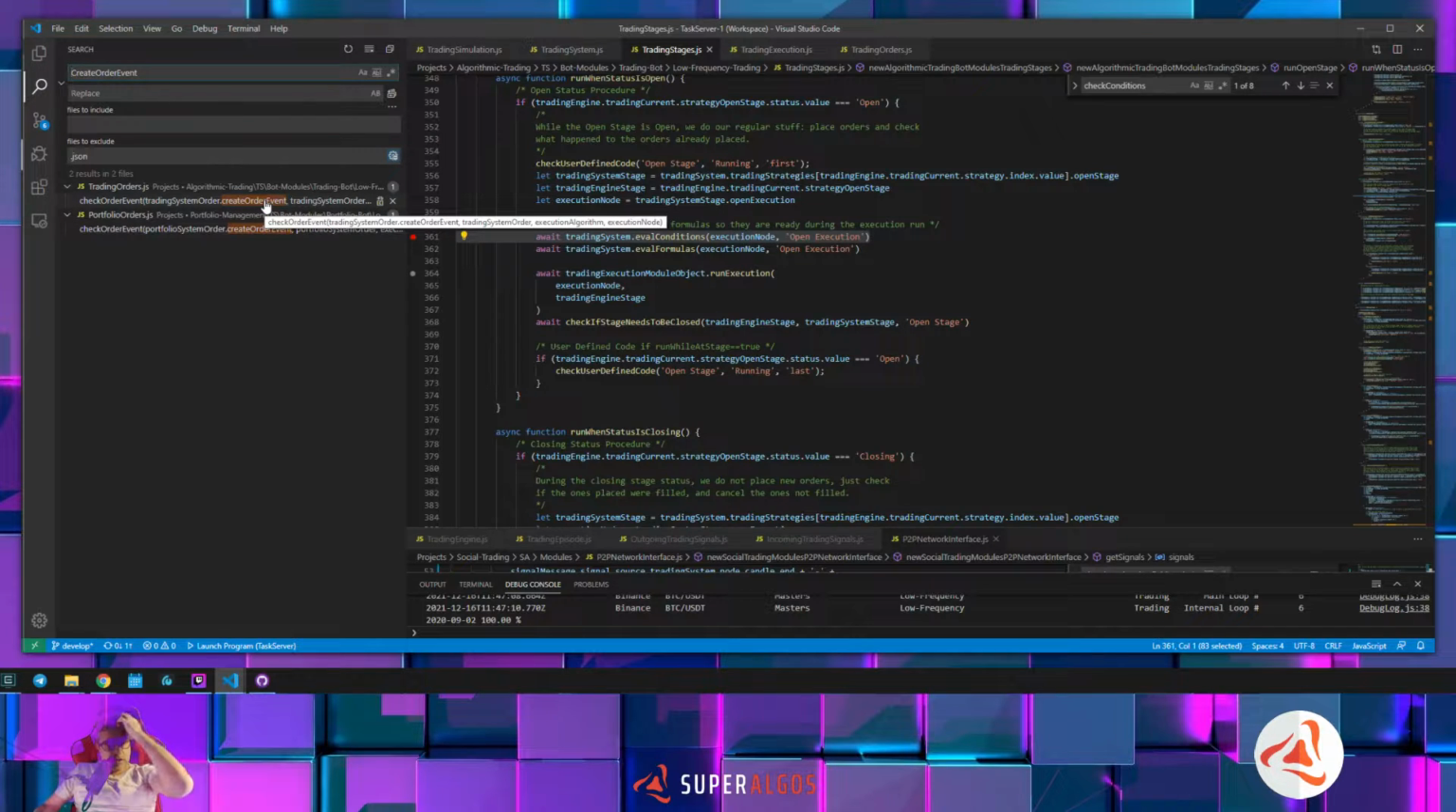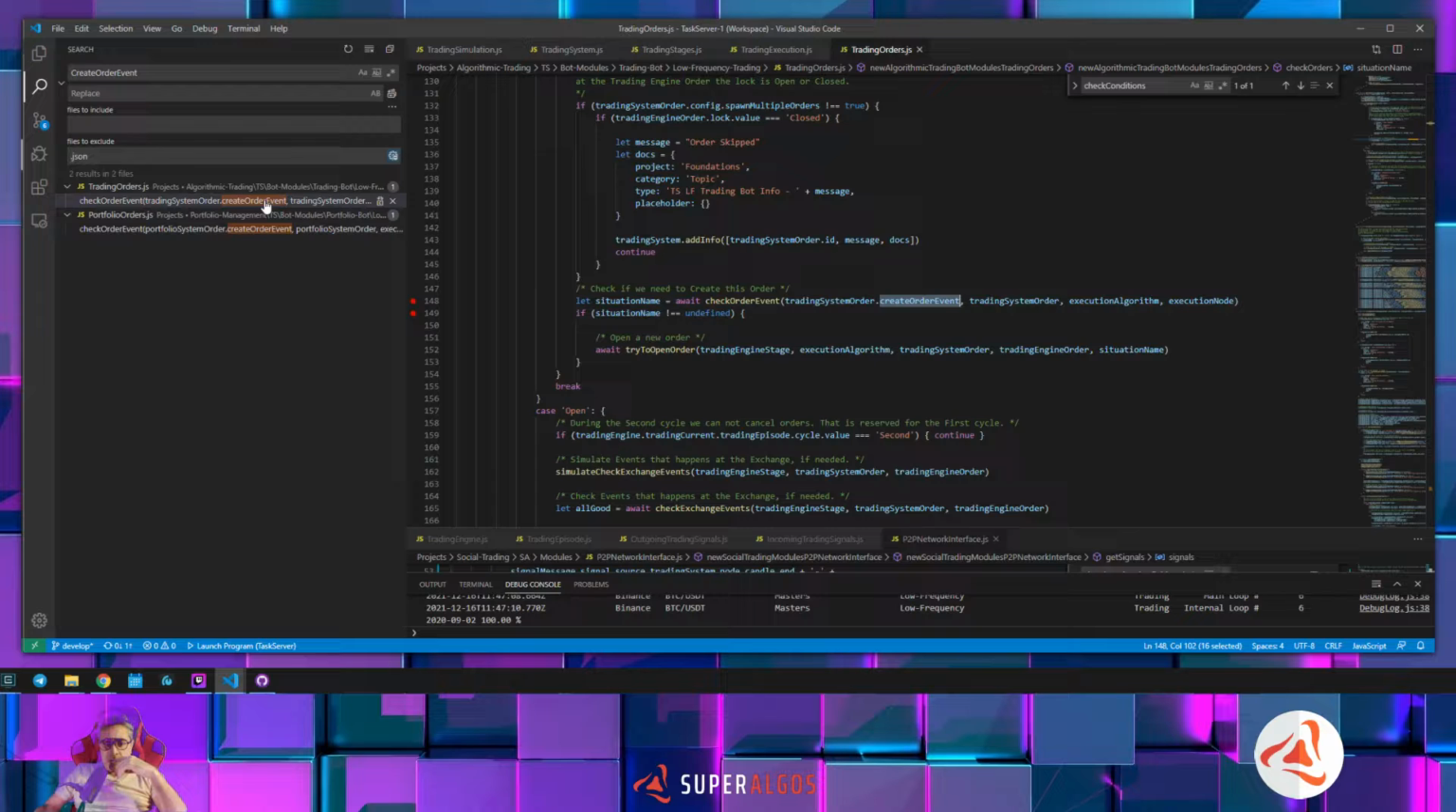Okay, so here at trading orders, we do have this function: check if we need to create the order. Yeah, we were here, in fact. So maybe here is the place where we need to evaluate this for the create order event. There should also be a cancel order event. Cancel order event.